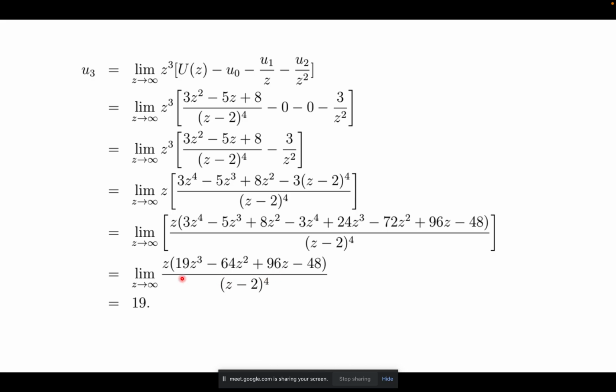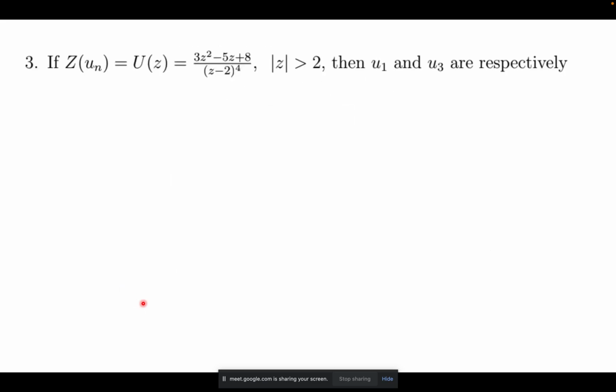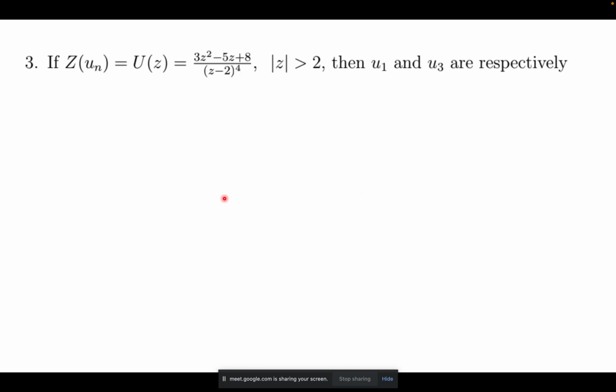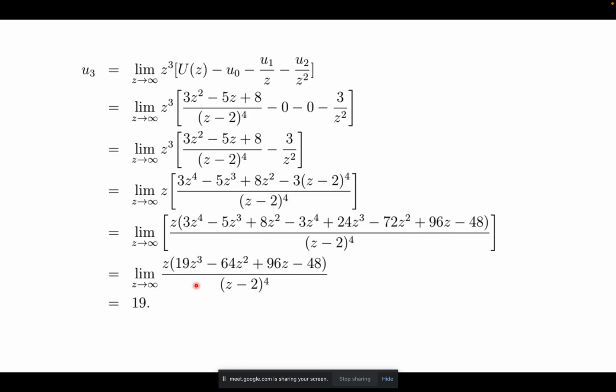So if you see, again in the numerator you have z power 4, and in the denominator also you have the highest power z power 4. So basically when you take the limit as z approaches infinity, the limit will converge to the coefficient of z power 4, which here is 19. So the value of u3 will be 19. So if I go to the answer, the value of u1 is 0 and the value of u3 is given by 19.